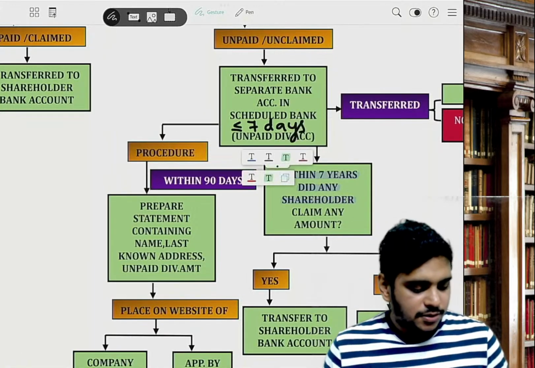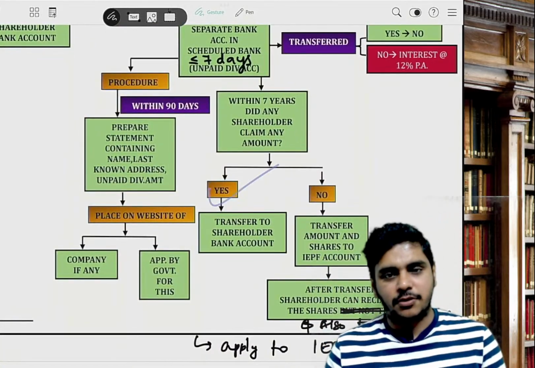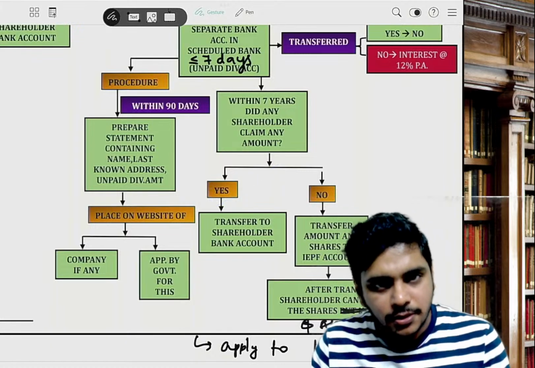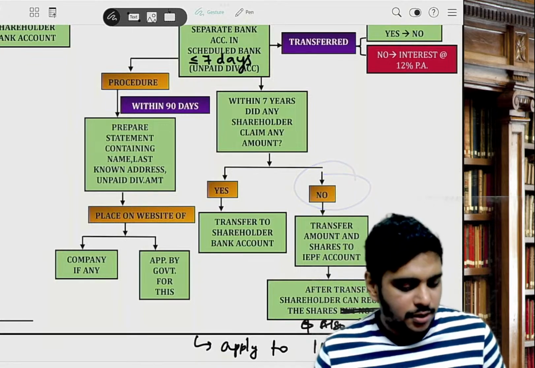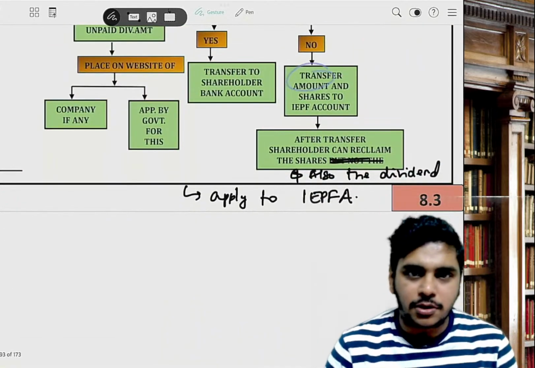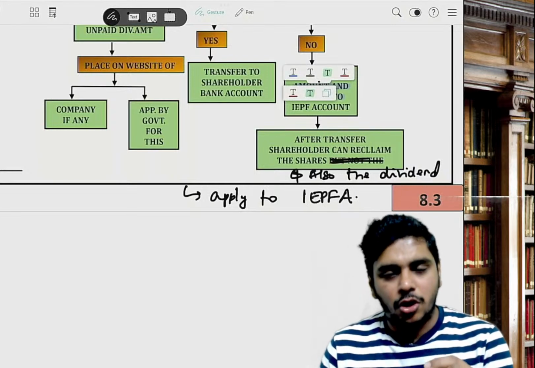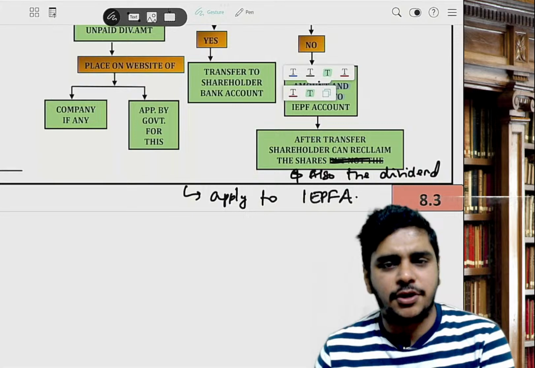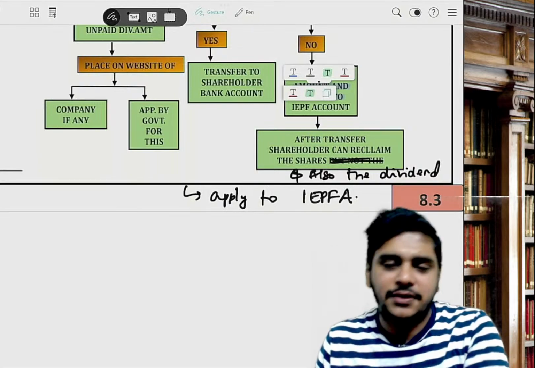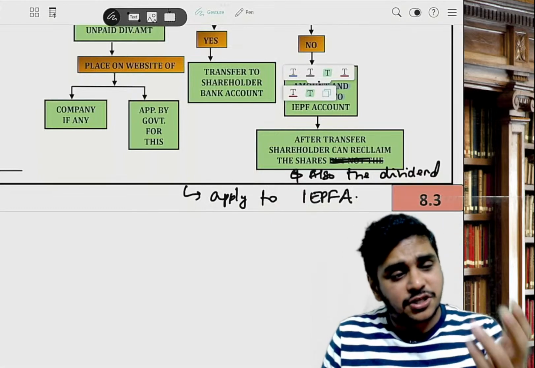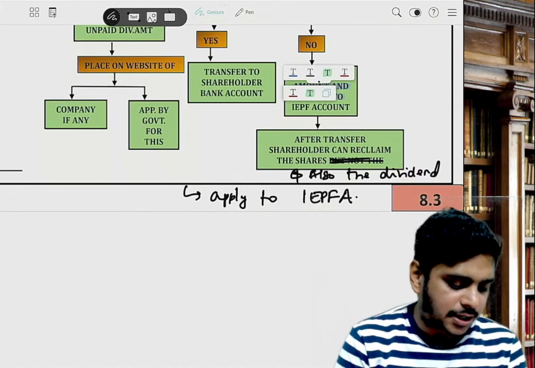Sir, can the investor claim the amount? The answer is yes. He has to go to the bank and claim the amount. If the investor has not claimed the amount, you will transfer the amount along with the shares to IEPF. IEPF means Investor Education Protection Fund Authority. Sir, if the money has gone to IEPF, can the investor claim? The answer is yes. After transfer, the shareholders can reclaim the shares and also the dividend.